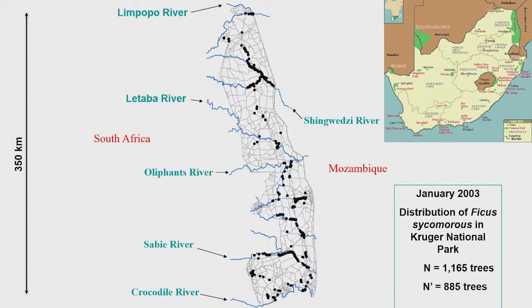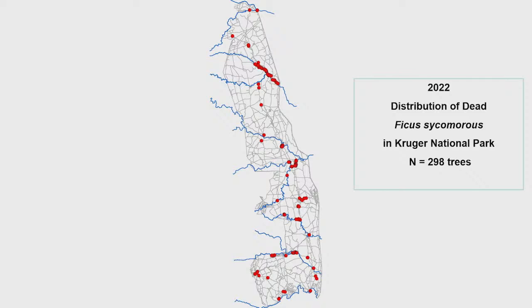1,165 trees, each represented by a black dot, have been mapped and lodged in the database here with scientific services. You can see that they're found from the Crocodile on up to the Luvuvu, Limpopo, all the major rivers and minor rivers as well. They're a riverbank specialist. They need to have their roots in the water. But of that original cohort of 865 trees that we mapped in the first year, 298 trees are now gone, mostly through the flooding events of the last decade or so.